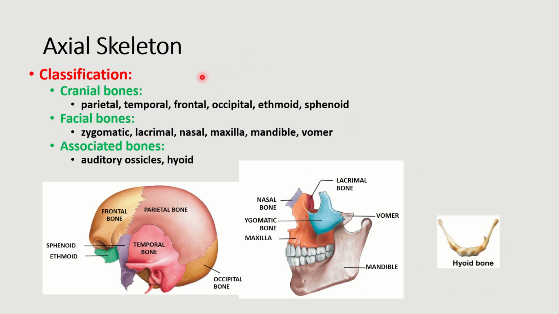Some review of the axial skeleton. You can classify the skull into the cranial bones, facial bones, and associated bones. Cranial bones are the frontal bone, parietal bone, occipital bone. You have the two temporal bones, one on each side, and you have one sphenoid bone and one ethmoid bone. Facial bones are the nasal bone, lacrimal bone, zygomatic bone, vomer. You have the maxilla or upper jaw, and mandible, which is the lower jaw. And the associated bones: the hyoid bone, which is in the neck, and the auditory ossicles. There are three auditory ossicles, and they are located inside the temporal bone.